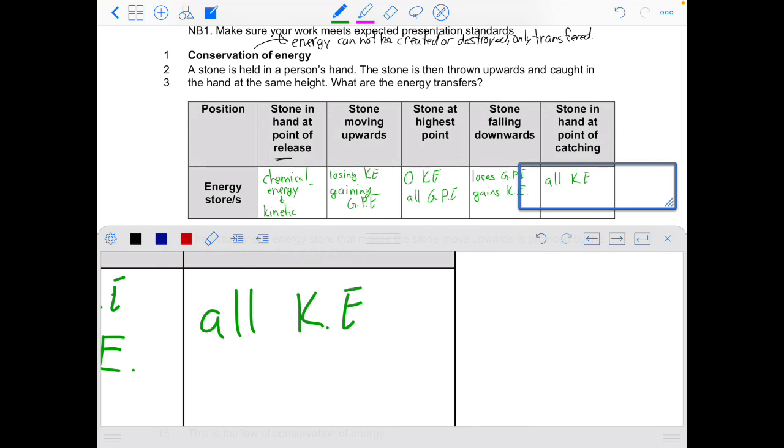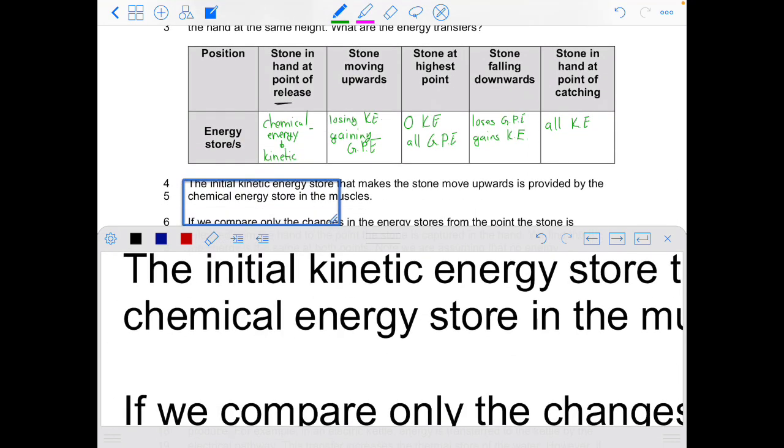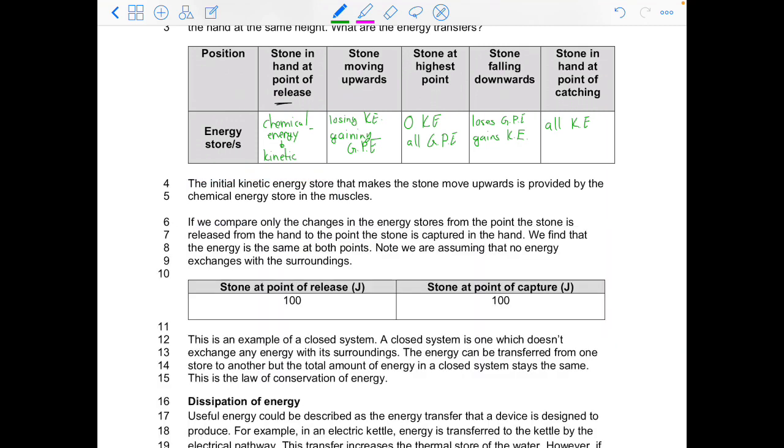So hopefully that makes sense to you. If you're struggling with it, physically toss something in the air and watch as it pauses and as it gains speed again as it moves down, and things like that. So play with something in your hand, tossing it gently so that you can see these energy transfers. So that initial energy store that makes the stone move upwards is provided by the chemical energy store in the muscles.